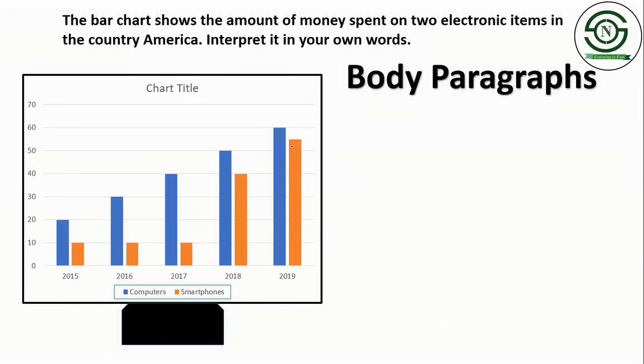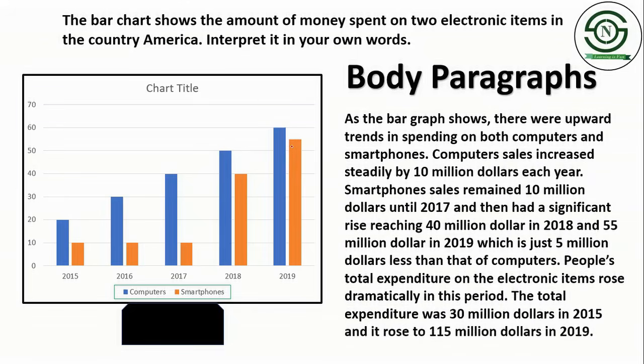So let's see the sample. As the bar graph shows, there were upward trends in spending on both computers and smartphones. Computer sales increased steadily by $10 million each year. Smartphone sales remained $10 million until 2017, and then had a significant rise, reaching $40 million in 2018 and $55 million in 2019, which is just $5 million less than that of computers.